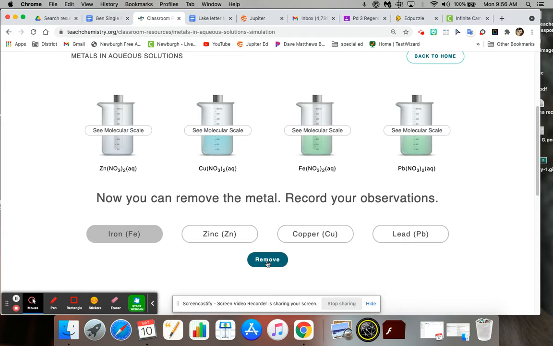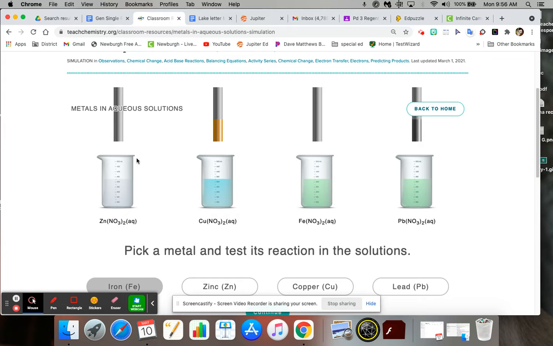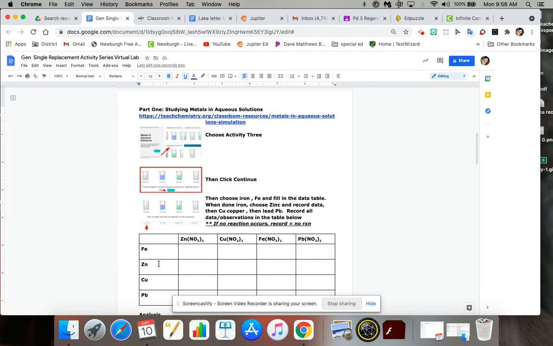And after the reaction, let's take a look at what happened. Okay, so you can see when iron was placed in the zinc nitrate, nothing occurred. Here a reaction occurred in the copper nitrate. Nothing, no reaction, and a reaction. So a reaction occurred in copper nitrate and lead nitrate, as we can see a color change, a replacement.